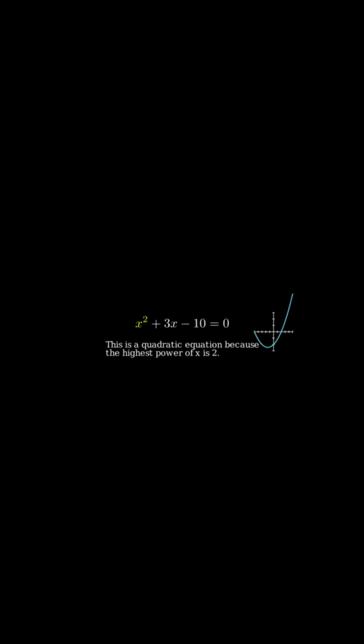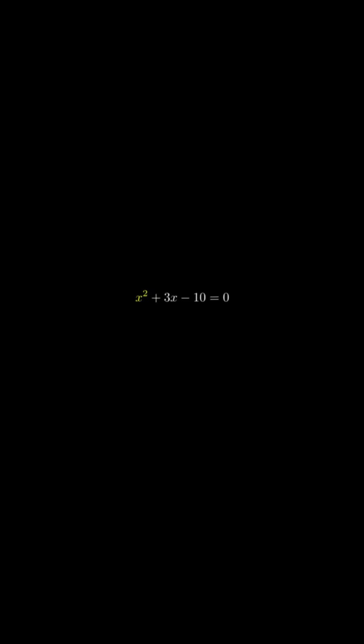To prepare for solving this equation, let's first identify its standard form. This will help us recognize the key components we'll need. Our original equation is already in standard form, but let's compare it with the general form to identify our coefficients. The standard form of a quadratic equation is ax squared plus bx plus c equals 0, where a, b, and c are constants, and importantly, a cannot equal 0 since we need the x squared term to make it quadratic.